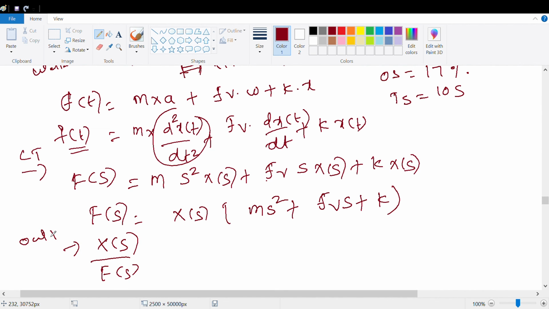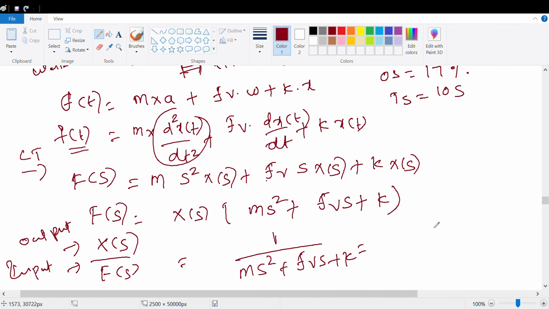Output over input. Why? Because we are applying force, that means it is the input. We are getting displacement out, that is called the output. So it is 1 divided by m s square plus fv s plus k. I will put it in standard form. Take m out: s square plus fv by m times s plus k by m.